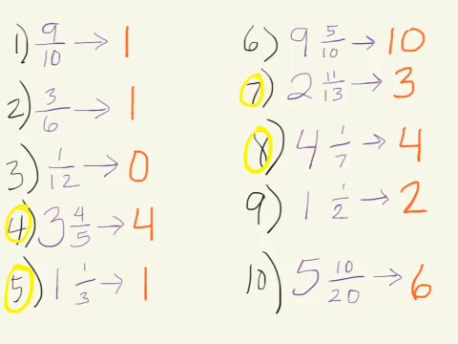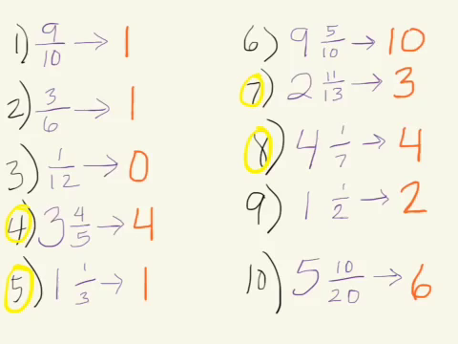Number 6, 9 5/10. 5 is exactly half of 10, so that's the exact halfway point. That means that since it's exactly halfway, that's the magic half, and the 9 will soar up to a 10.